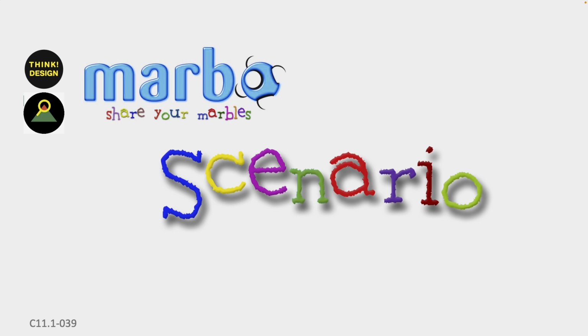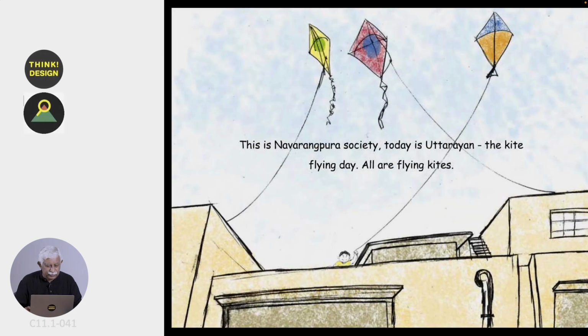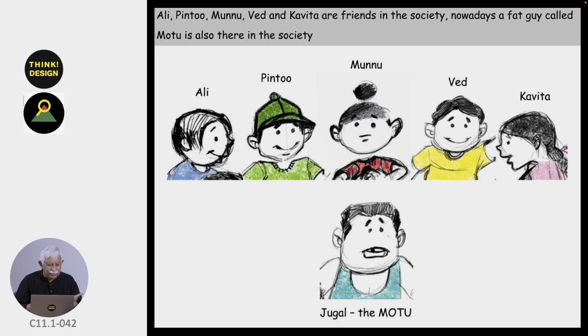Okay, it's one of the prototyping techniques to basically say or show how your product works. So they did it with a storyline. They took the occasion of kite flying. It's Uttarayan, and all are flying kites on top of their terraces, and this is a bunch of friends. You can see that Ali, Pintu, Munnu, Ved, Kavita, they're all friends from the same society. And there's a new person who's come, Jugal.